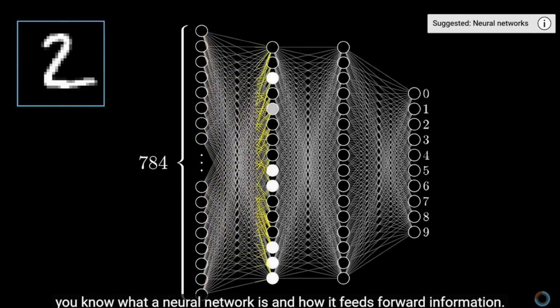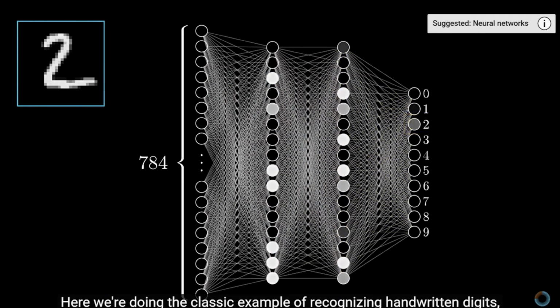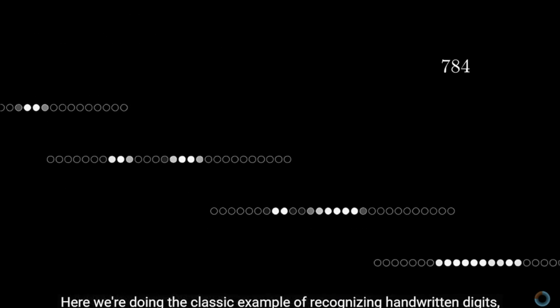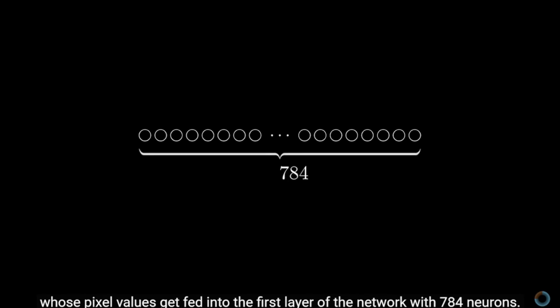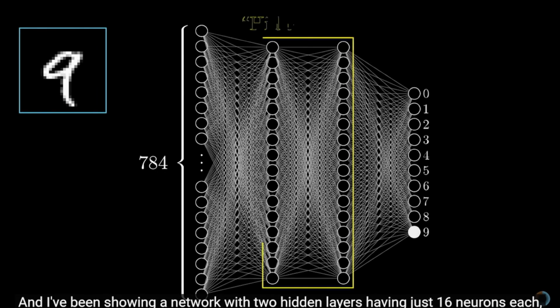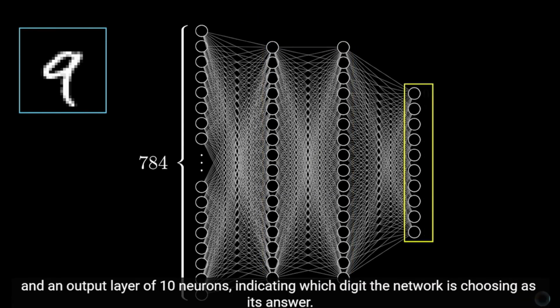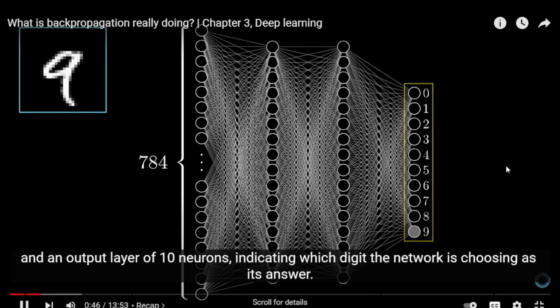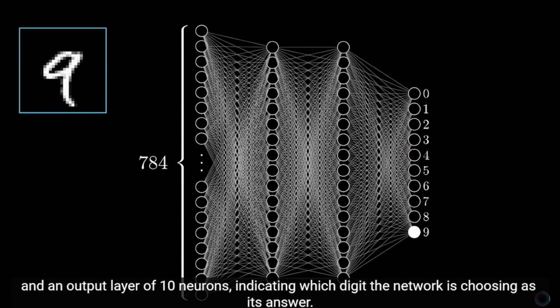If you watched the last two videos, or if you're just jumping in with the appropriate background, you know what a neural network is, and how it feeds forward information. Here we're doing the classic example of recognizing handwritten digits, whose pixel values get fed into the first layer of the network with 784 neurons, and I've been showing a network with two hidden layers having just 16 neurons each, and an output layer of 10 neurons, indicating which digit the network is choosing as its answer.